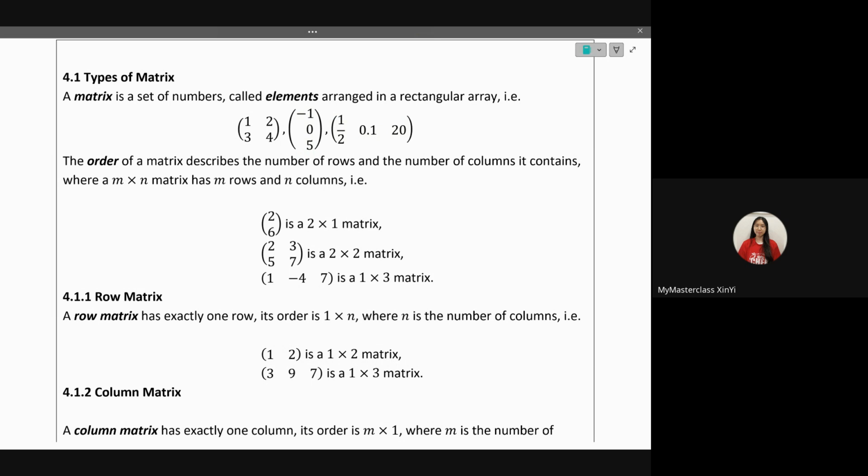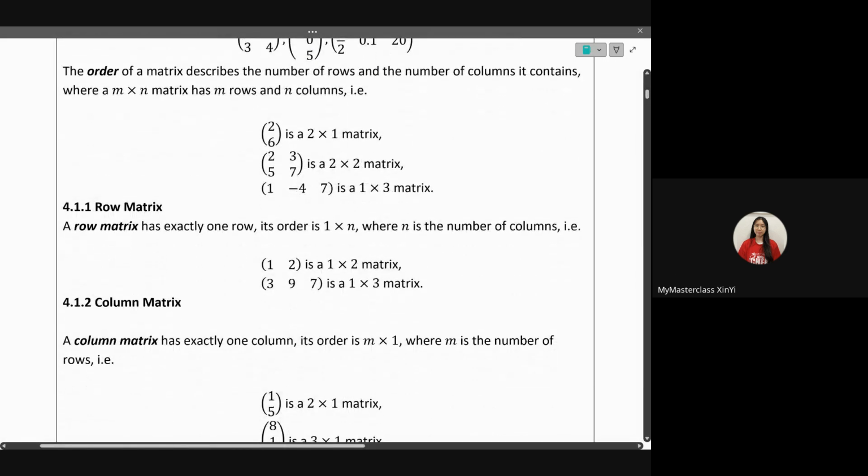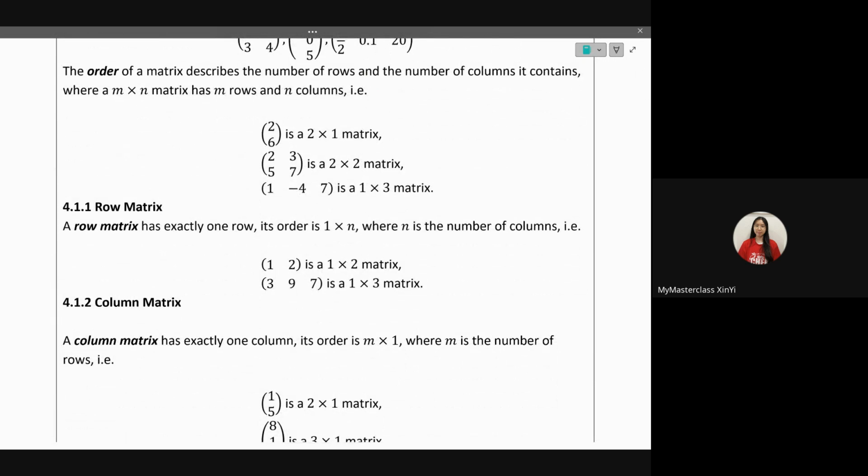Here we are going to describe some terms and also different types of matrices. Just now we talked about rows and columns. When we talk about the order of a matrix, order means the number of rows multiplied by the number of columns the matrix contains. For example, if we have this matrix over here, this is 1 row, this is 2 rows. So this is a 2 row by 1 column matrix.